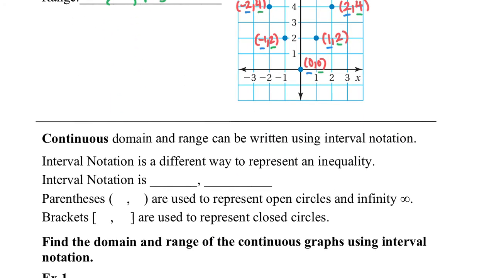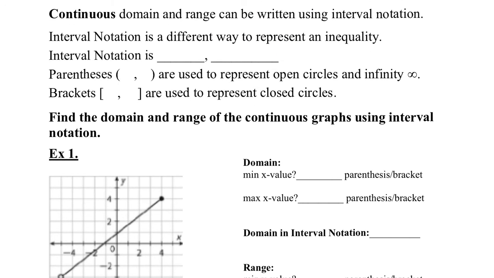Okay, now we're going to switch to continuous graphs. Okay, a continuous graph is one that's connected. So this is continuous because it's connected. I can't list all the points of this relation because there's too many points. There's millions and millions of points along this little teeny line segment.